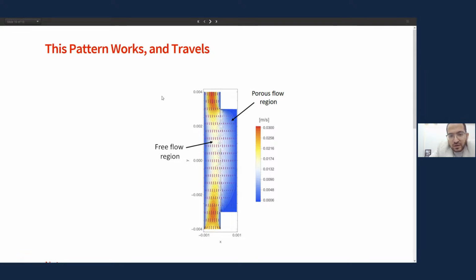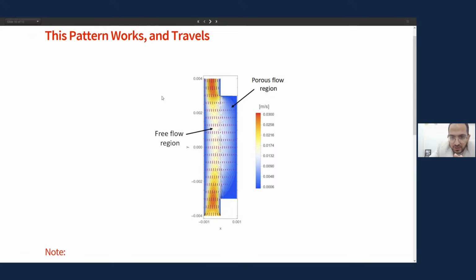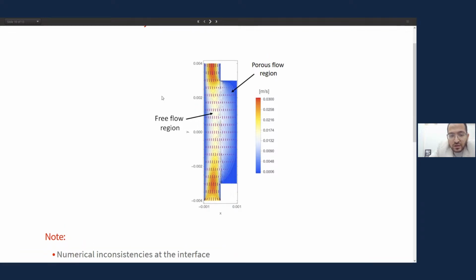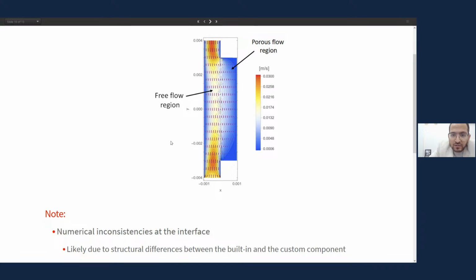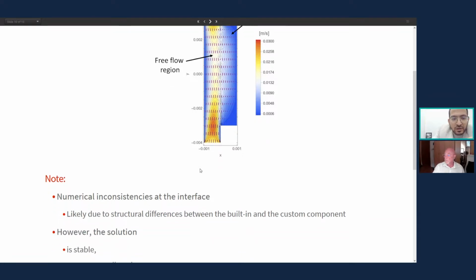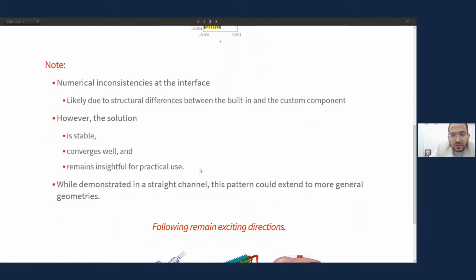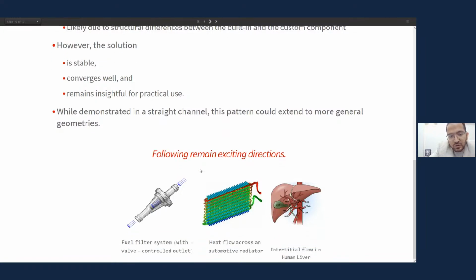All right, so this pattern gives you a solution, and it not only works, but it also travels to various different examples. And one thing that we need to note here is that there are certain numerical inconsistencies that you see in the solution here. These are maybe due to the structural differences between the built-in component and the custom component that we built. However, the solution is stable and it converges well and it remains insightful for practical purposes. And this pattern can be extended to other examples. These are some exciting directions. We saw them earlier, and we can try and use these components for these further examples.